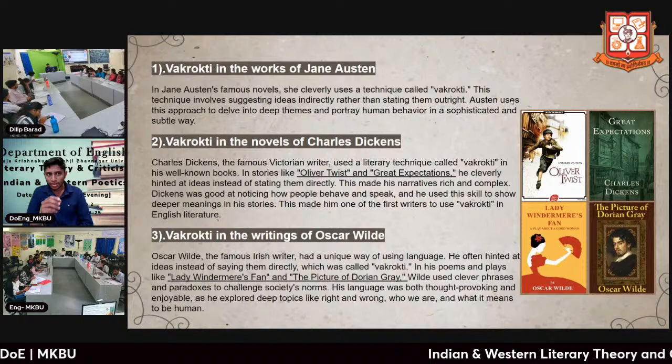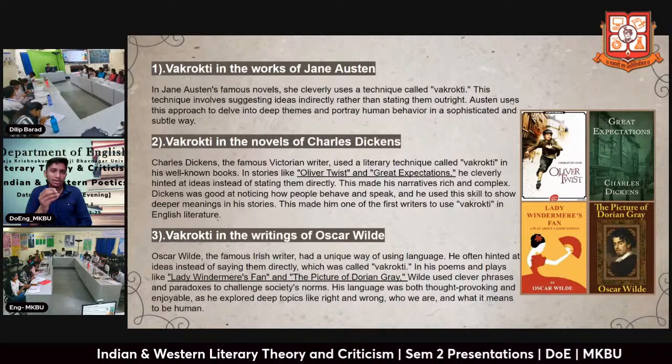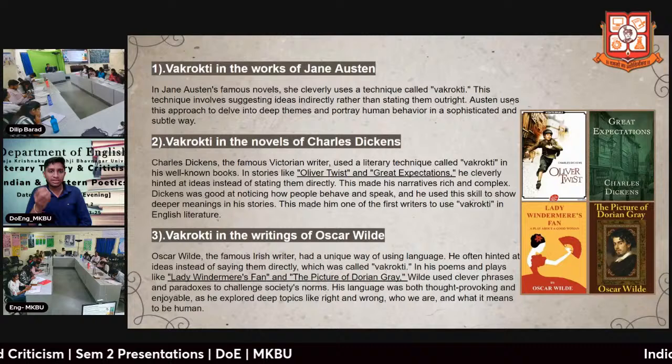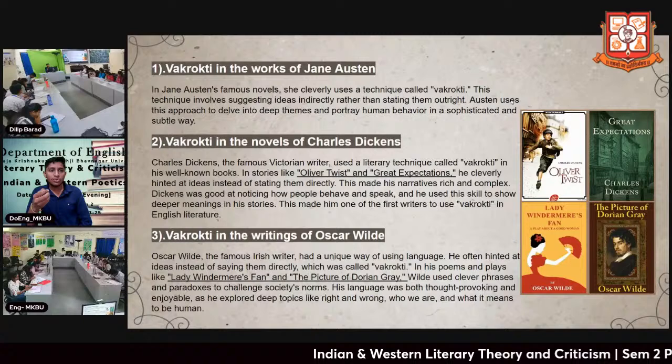Vakrokti in the works of Jane Austen. In her famous novels, Jane Austen cleverly used the technique called Vakrokti. This technique involves suggesting ideas indirectly rather than stating them outright. Austen used this approach to delve into deep themes and portray human behavior in a sophisticated, subtle way.